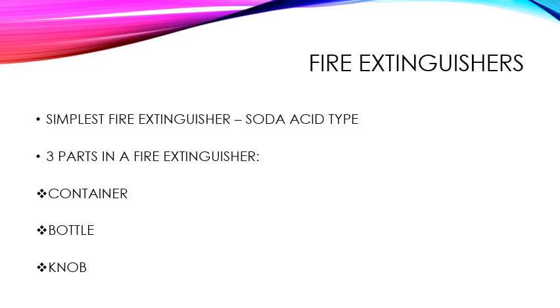For the chemical reaction to take place, the knob is struck. The bottle breaks and sulfuric acid reacts with sodium bicarbonate, liberating a large amount of carbon dioxide gas with great force. It forms a blanket around the fire, cutting off the air supply, due to which the fire gets extinguished.